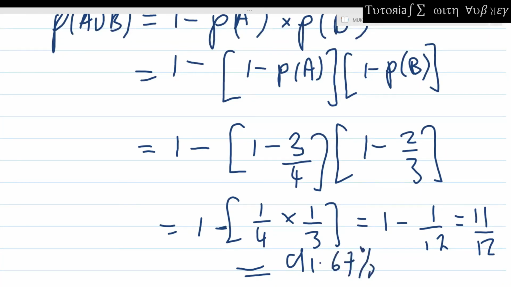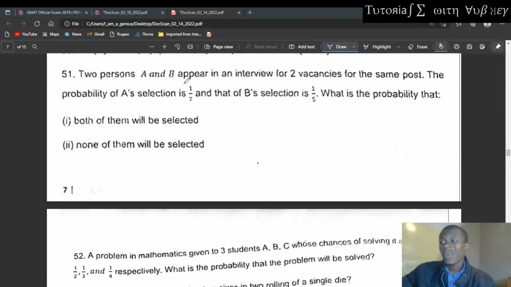And when we convert this to percentage, it is about 91.67%, which makes perfect sense because remember, person A only misses 1 out of the 4 shots, which is a higher chance of hitting it, and person B only misses 1 shot out of the 3 shots, which is also a higher chance of hitting the target, right? So this was the approach for the first question. So let's dive into the next question. Question 51.